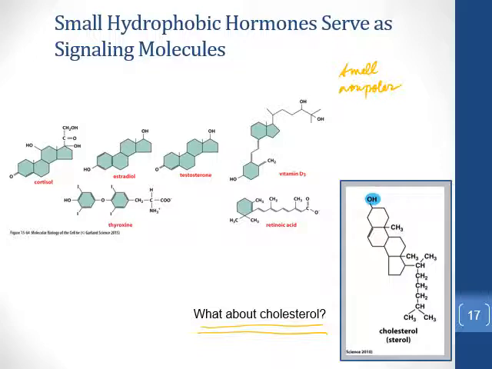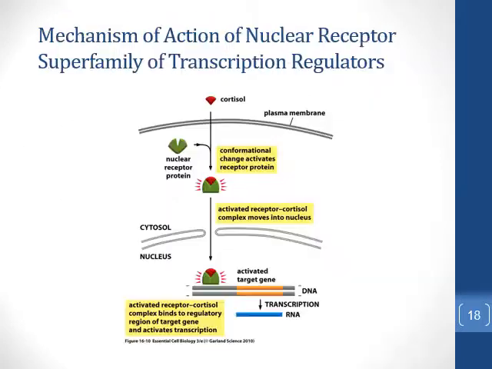So that kind of precludes its use as a signaling molecule. Signaling molecules have to be present under certain conditions at certain times. So you can't have a ubiquitous molecule like cholesterol serving as a signaling molecule. But anyway, cortisol, estradiol, testosterone, vitamin D3, retinoic acid, and thyroxine are all examples of small nonpolar molecules that can cross the membrane and serve as signaling molecules. Now, how are they going to work? Well, let's use cortisol as an example. Here's cortisol crossing the membrane.